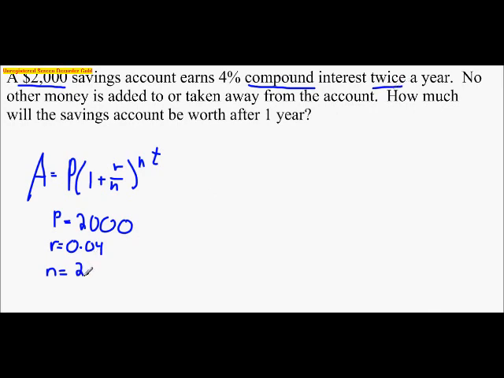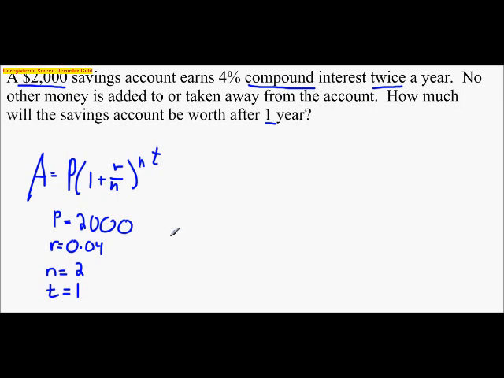So N is 2 times. If it says once a year, it would be 1. If it said 3 times a year, it would be 3. Sometimes it might say quarterly, and quarterly means 4. If it said every single day, there are 365 days in a year, so it would be 365. The number of times you compound per year is your N. We do it twice a year here, so our N is 2. The last thing we need to know is our T, which is how many years we're going to have our money in this account. It says 1 year, so 1 year is going to be our T.